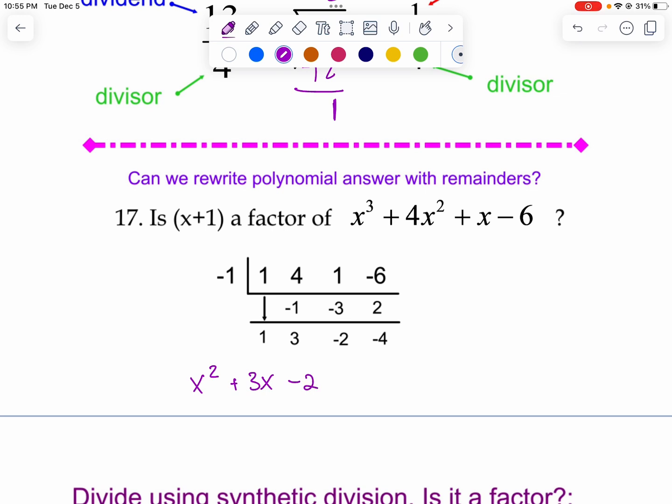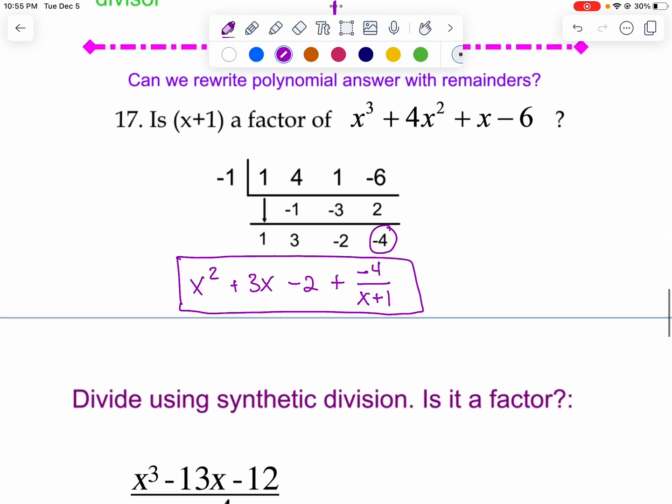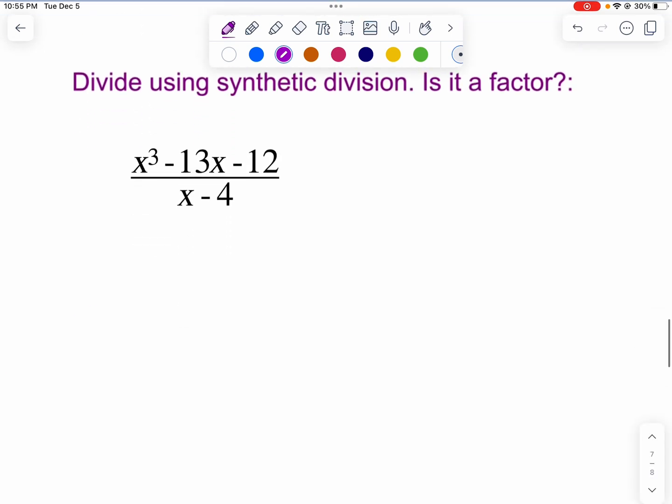But what we're going to do to this with our remainder is we are going to add it and put that remainder over the divisor, which in this case is going to be the binomial x plus 1. Okay, so that is the correct notation that you are going to use to describe your synthetic division answer. Okay, you have your quotient, you add your remainder over your divisor. So let's try one more question.